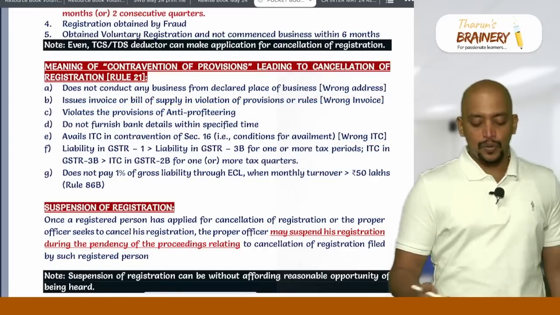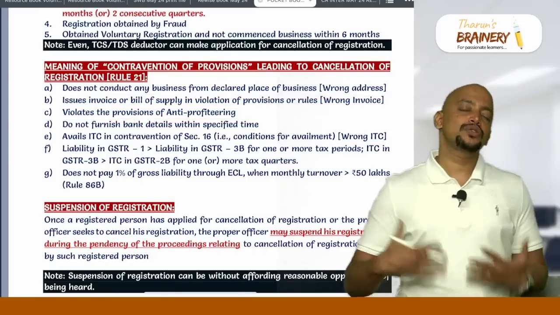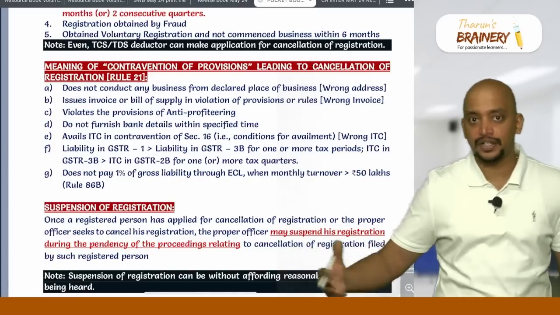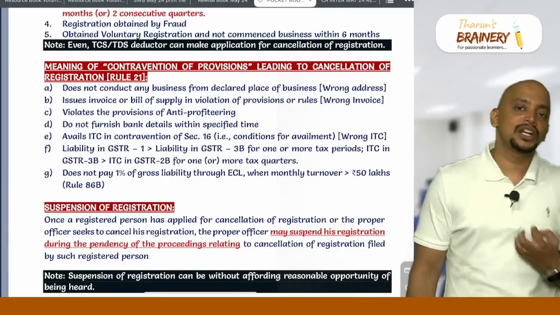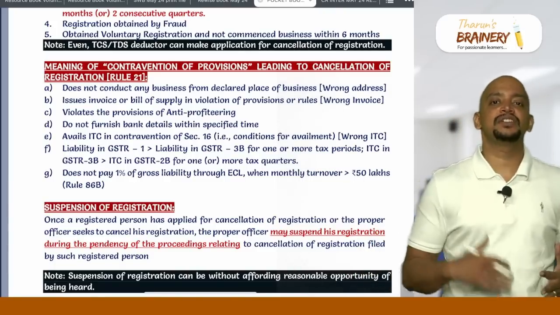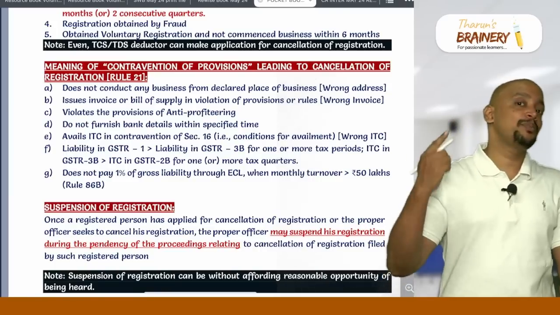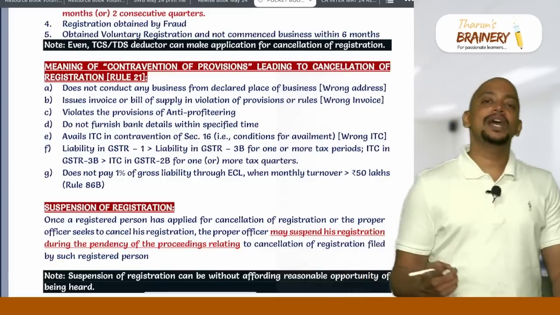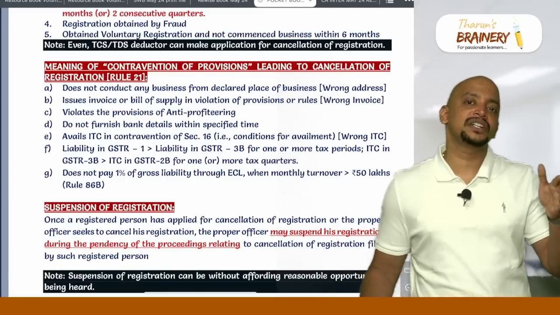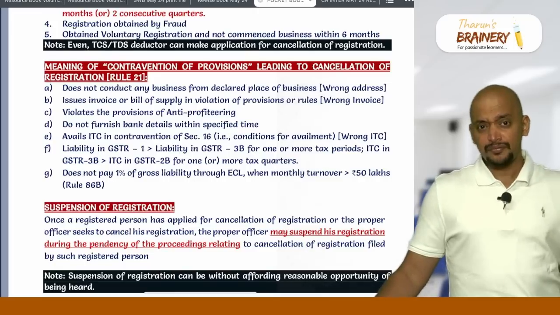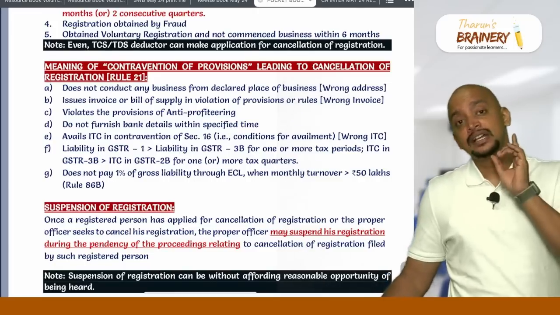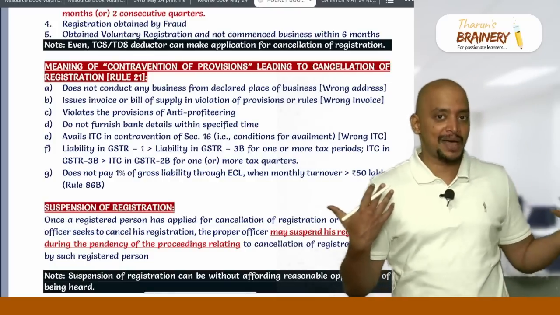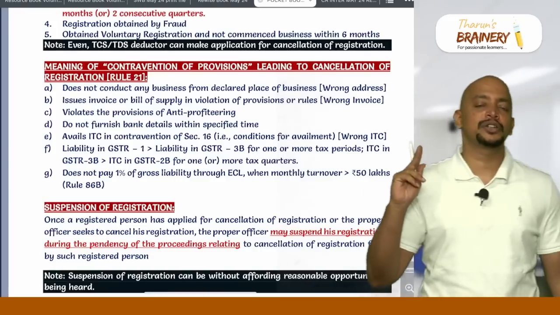Then 3 violations. Violation of anti-profiteering. Suppose I need to transfer the benefit of a GST reduction in rate by way of reducing the price, but I have not passed on the benefit by way of reducing the prices, and instead I enjoyed the profit, then it is known as profiteering. To avoid profiteering, they give an anti-profiteering order. If I am not complying with the anti-profiteering order, then my registration will be cancelled. Violation of anti-profiteering. Violation of furnishing bank details. Bank details need to be furnished within 30 days from the date of registration or the date of filing the first GSTR-1, whichever is earlier. Within the time limit, if I have not filed the bank details, then also my registration will be cancelled. That is violation of furnishing bank details.